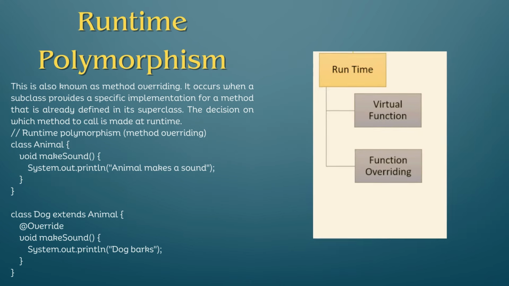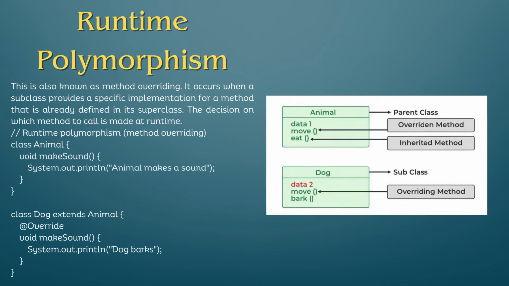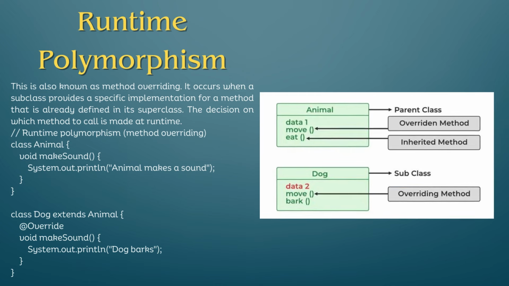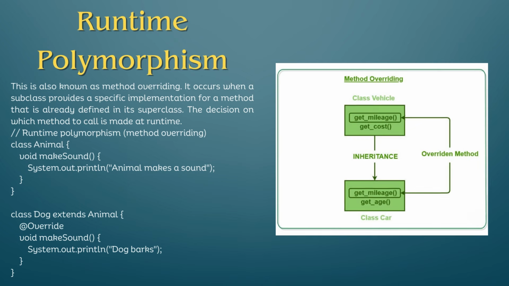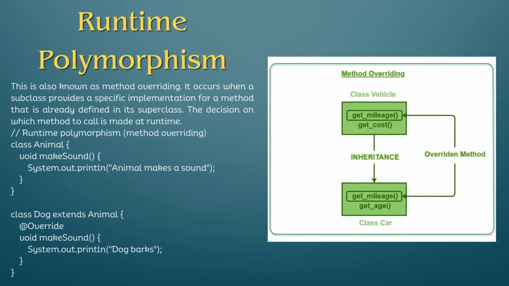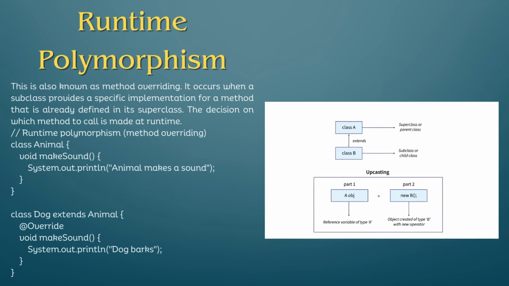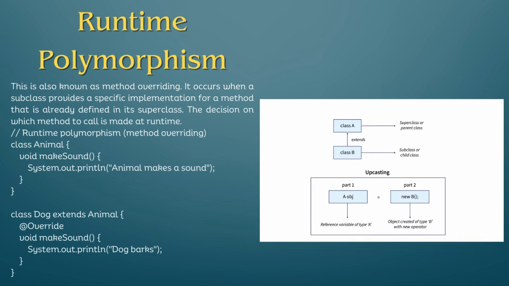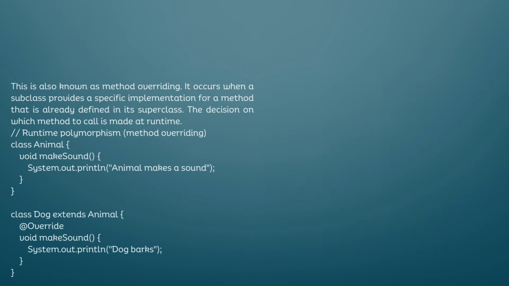Runtime polymorphism, also known as method overriding. Method overriding takes place when a subclass provides a specific implementation for a method in its superclass. The decision on which method to call is made at runtime, allowing for dynamic behavior. Runtime polymorphism involves multiple methods with the same name but different parameters.